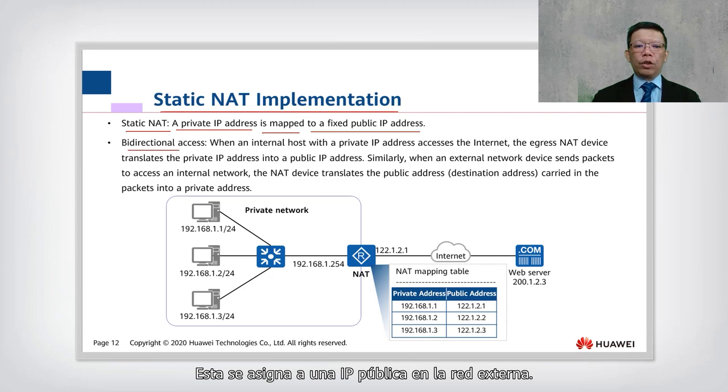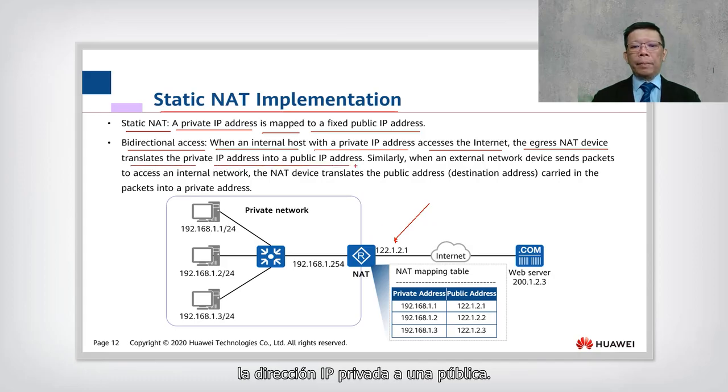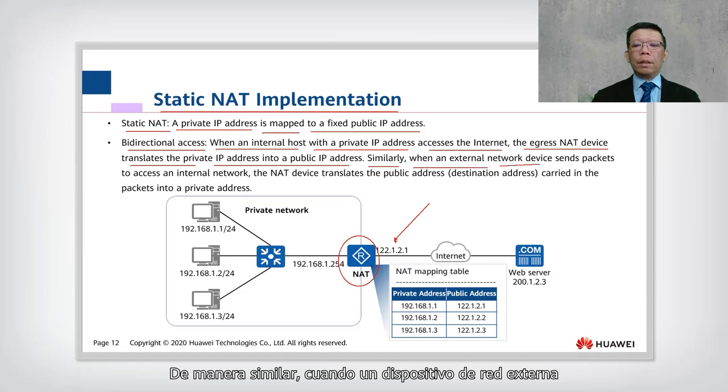Then we also have the definition of bidirectional access. When an internal host with a private IP address accesses the internet, the egress NAT device, which is this part here, translates the private IP address into a public IP address. So when you do the NAT on this router, the interface on the egress will do the translation. Similarly, when an external network device sends a packet to an internal network, NAT translates the public address carried in the packet into the private address.